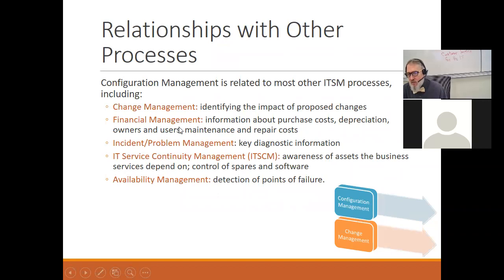I've already talked about this a bit in the previous slides, when I spoke about the relationship between change management, incident management, and configuration management. We have some other things. As I mentioned, there are like 26 different processes mentioned in ITIL. Financial management, incident and problem management we've talked about. We have these others, IT service continuity management and availability management. All of these things work together with configuration management.